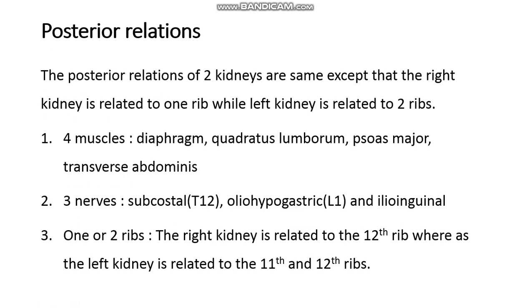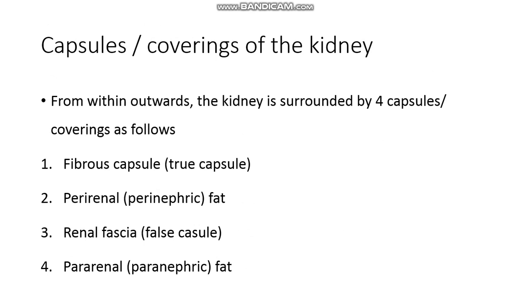Then one or two ribs. The right kidney is related to the 12th rib, whereas the left kidney is related to the 11th and 12th ribs, because the right kidney is located just below the level of the left kidney. So the right kidney is related to only one rib, the 12th rib, but the left kidney is related to two ribs, the 11th and 12th ribs.